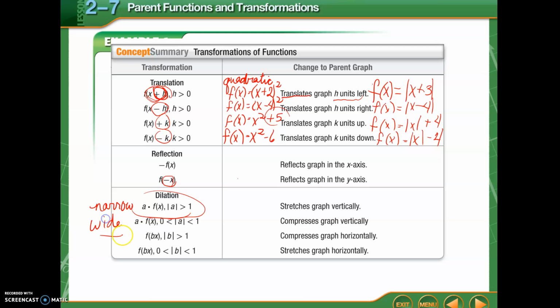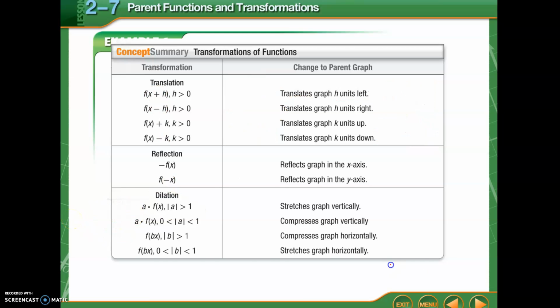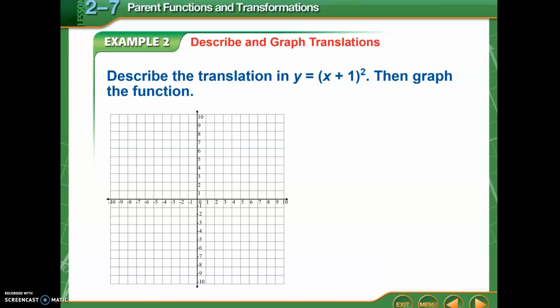All right, so a lot of things we're talking about here. So let's look at some things here. Notice the plus 1 is inside with the x, so I'm going to take my parent function. This squared is a U shape. It kind of looks like this. That's the parent function. So this plus 1 is going to take this parent function and move it left 1. So this exact function's going left 1.